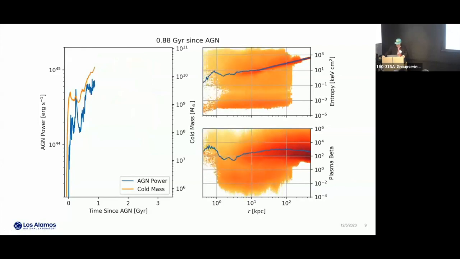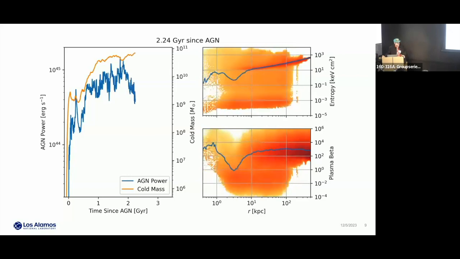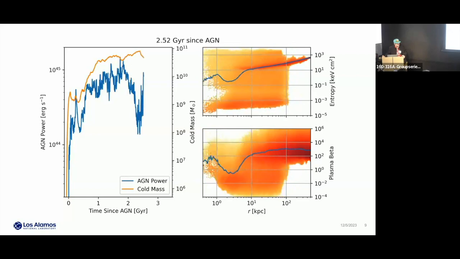So you can see how the AGN power is sort of trailing behind the formation of cold gas, and when a bump goes up, the cold gas depletes. In these mass density plots on the right, you can see this population of cold gas in the center, as you might see in other simulations. The interesting thing though about our plasma beta is that it's getting near unity or below unity in our simulations.